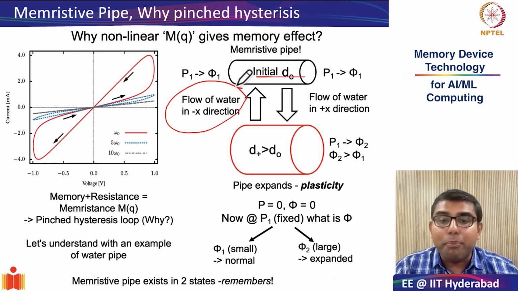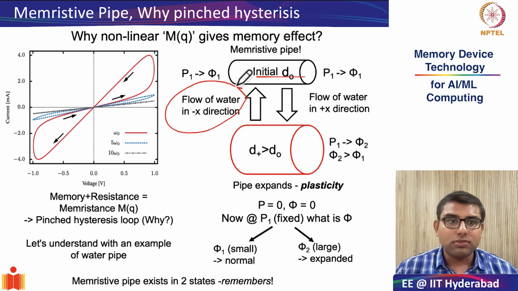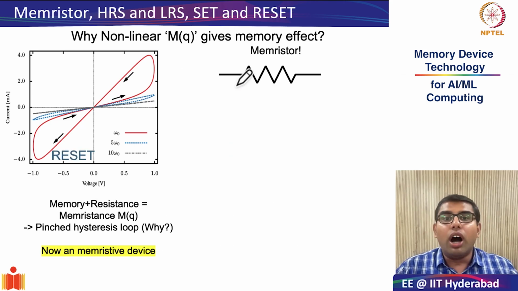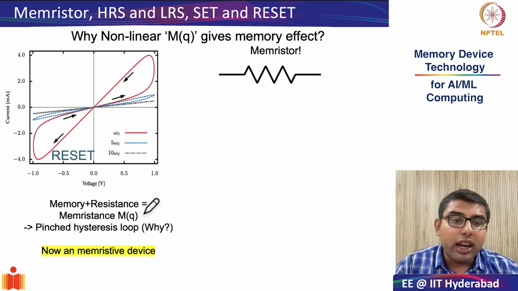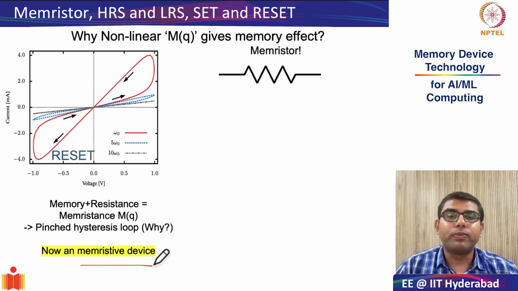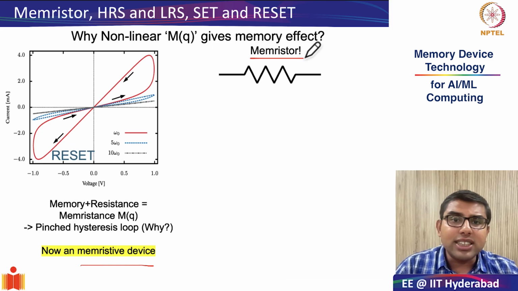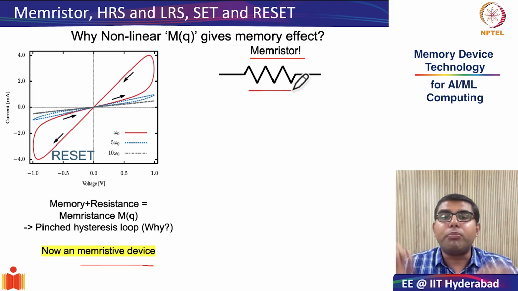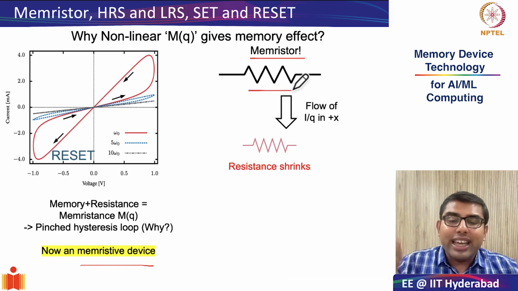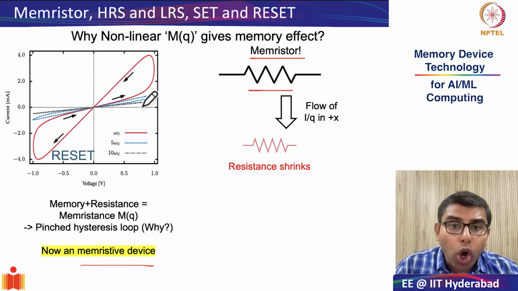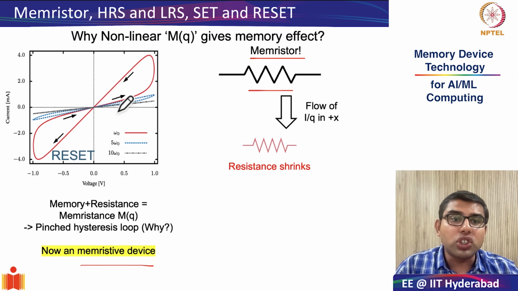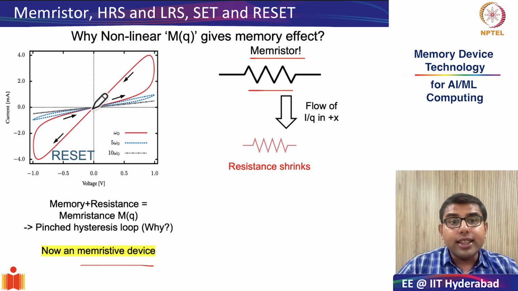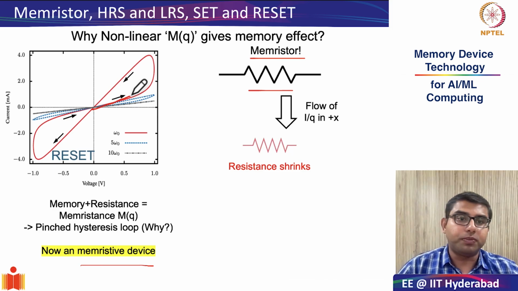Now with the same example, we will transform the pipe into a resistor. Let's now look at the same effect in a memristive device. So this is a memristor device which initially has some resistance. Just like in your pipe example, you flow current in the positive plus X direction. Now let's see what happens. In this graph also, you are flowing current in the positive X direction.